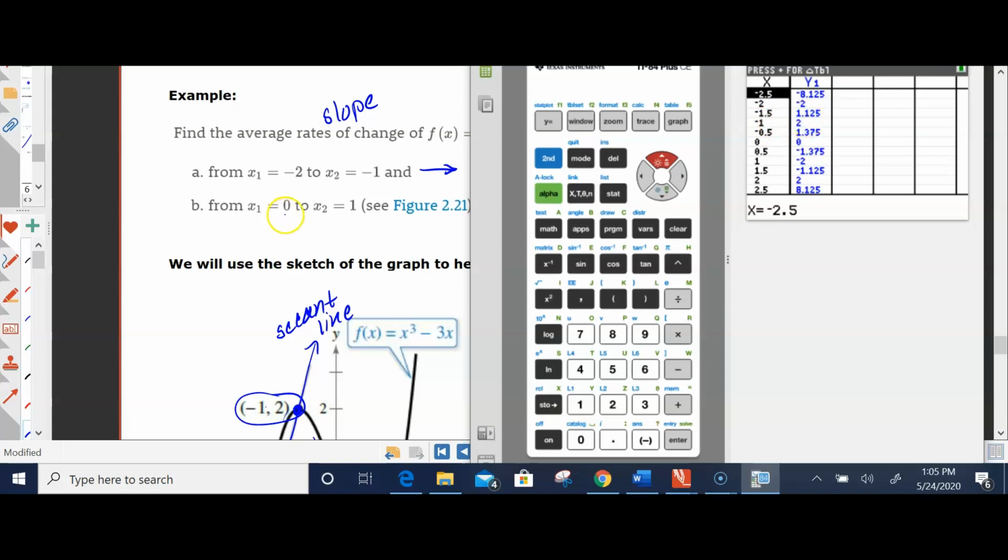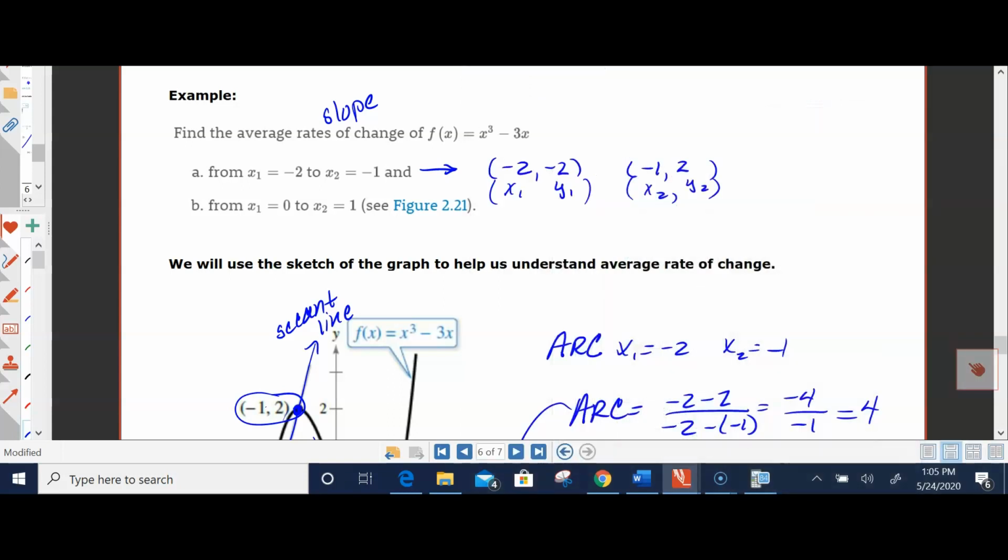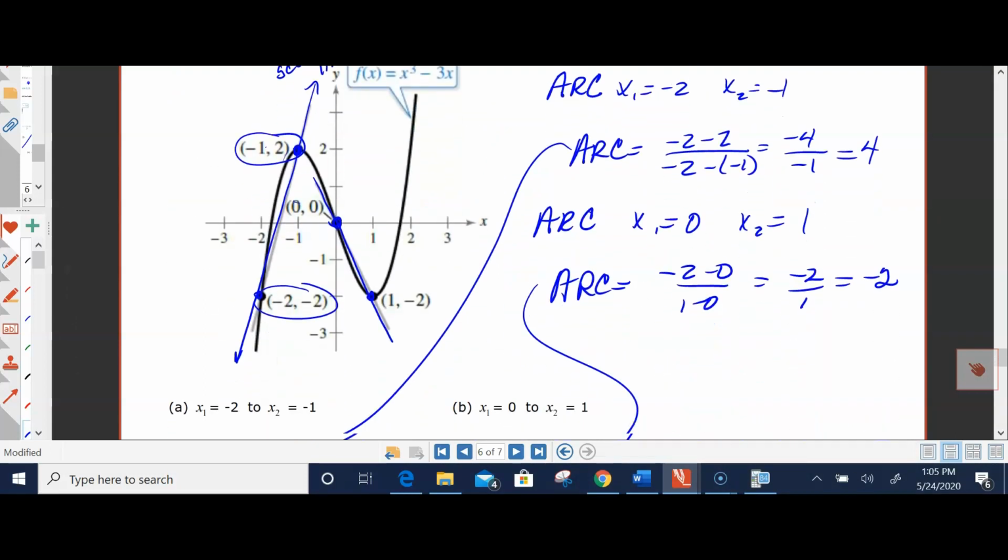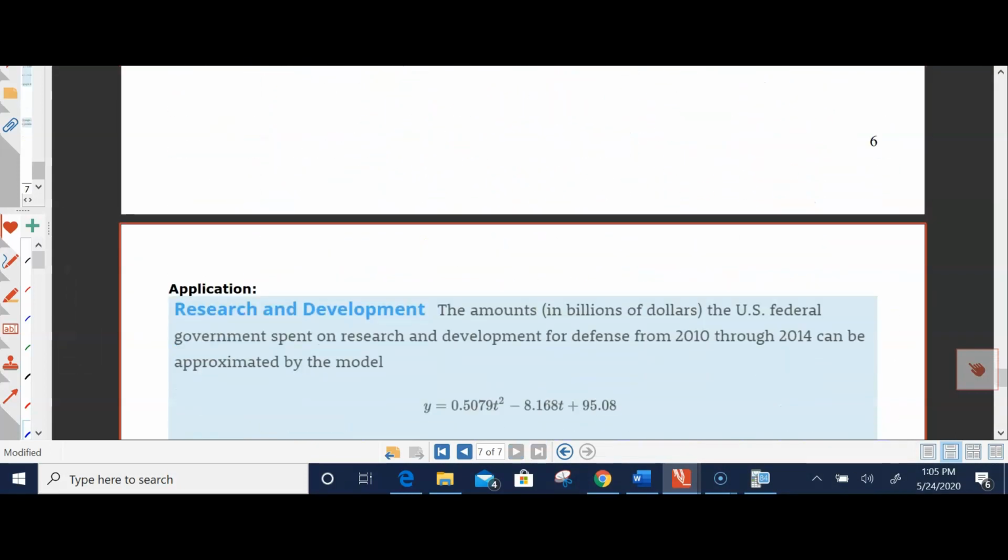Then x1 is equal to 0. I'd have an ordered pair 0, 0. And x2 equal to 1, I have the ordered pair 1, -2. Find the slope between those 2 points. So you can use your calculator to find those points if they're not given to you.